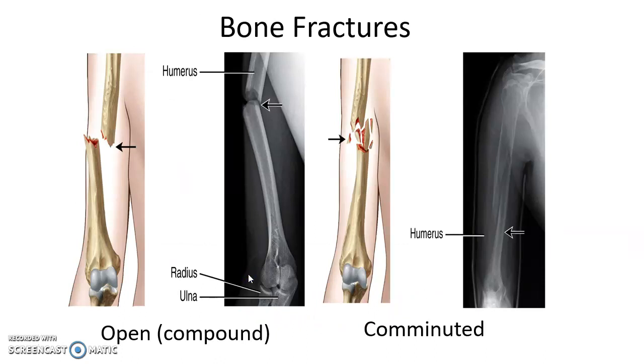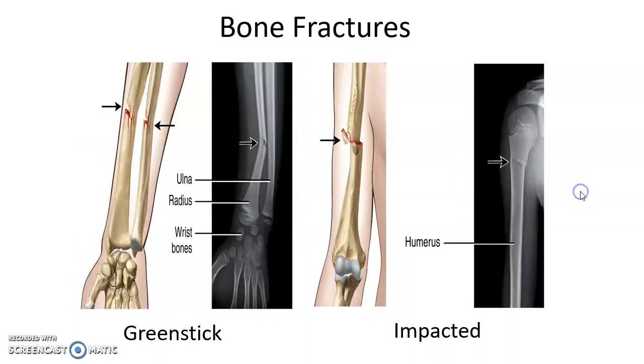Fractures. Sometimes we have accidents and break bones. A compound or open fracture is when the bone is broken and part of one of the bones is sticking out of the skin so you can see it and touch it. Comminuted fracture is when at the site of impact the bone is shattered into lots of small pieces. Sort of see that in the x-ray.